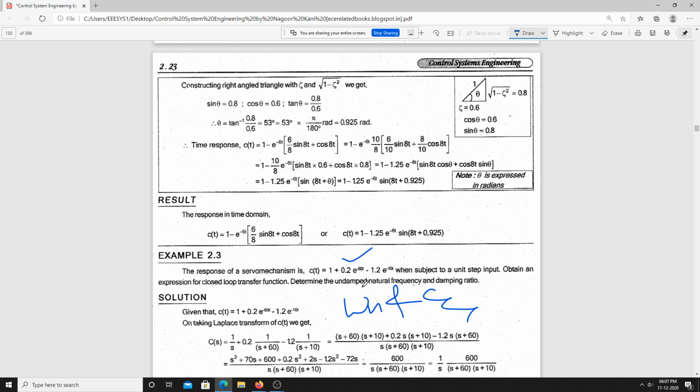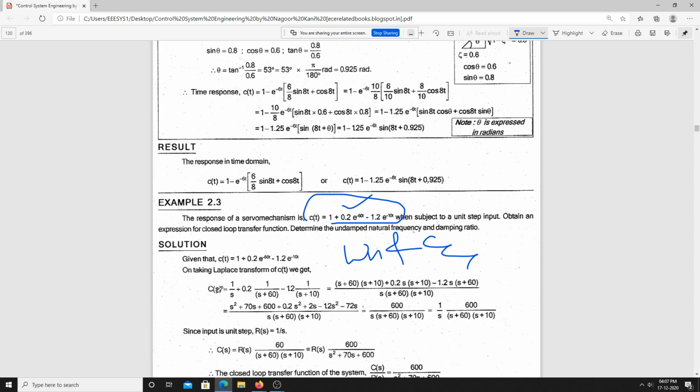Here we are supposed to find omega n and zeta value. We already have the time response. Is it clear? The time function, the response c of t, we have. So we are supposed to apply the Laplace transform to this one. Is it clear? So this is the equation we have.